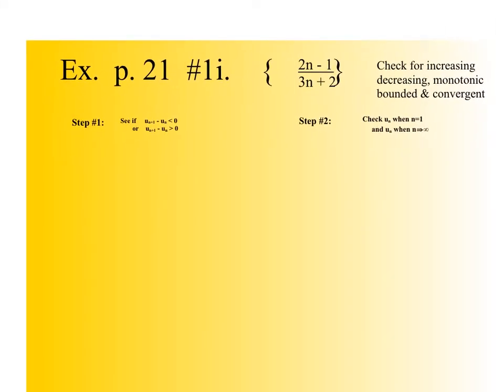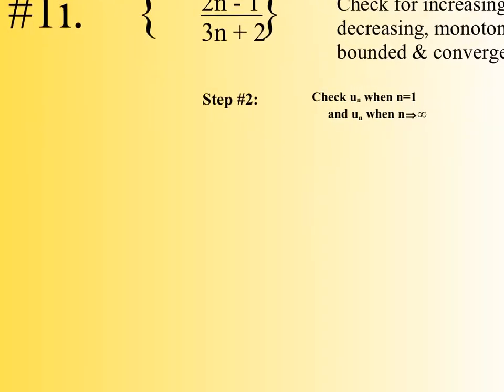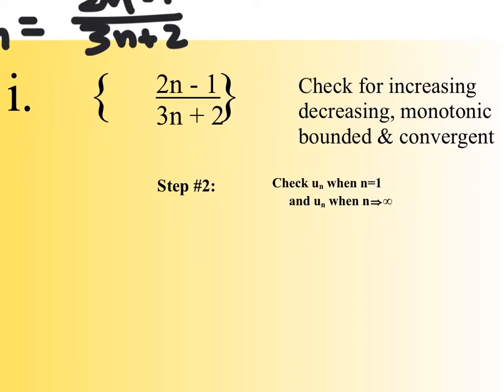All right, so let's show that this sequence, u sub n equals 2n minus 1 over 3n plus 2, is first of all monotonic. I'm going to guess it's monotonic, I don't know, increasing. Let's see. And then second of all, let's look at what is the first term and where does it go as it goes to infinity. Well, that actually might be a decent spot to start. So let's start there. Let's see what u sub 1 is.